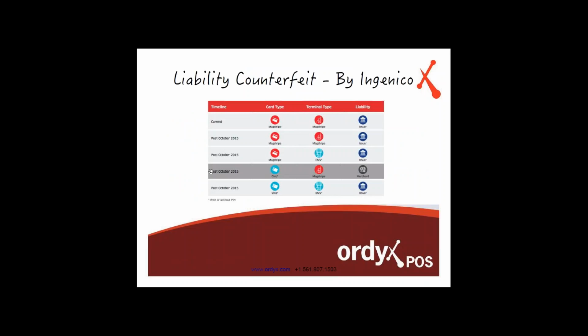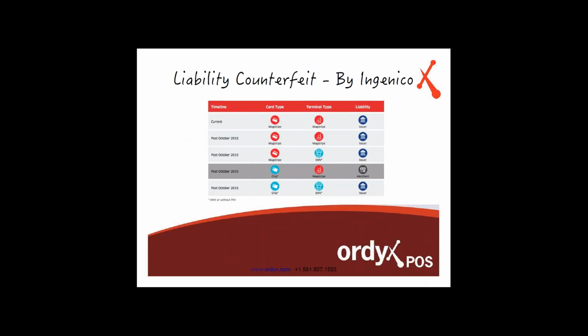This is our first chart to break down that liability shift. This was provided by Ingenico. They gave us this nice chart. Here you're going to see how the liability shift worked prior to the EMV change, and how it's going to work from now on. This is specifically to do with counterfeit cards.